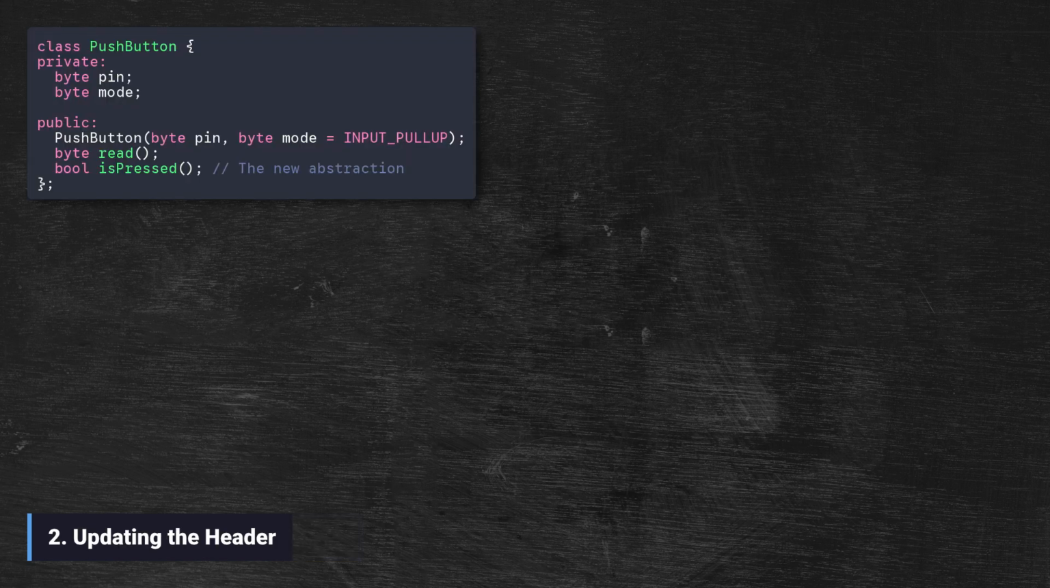We add a new public method called isPressed. It returns a Boolean. This is the only method the user will need to call most of the time. Notice how our interface is becoming more human-readable and less about electronic pins.